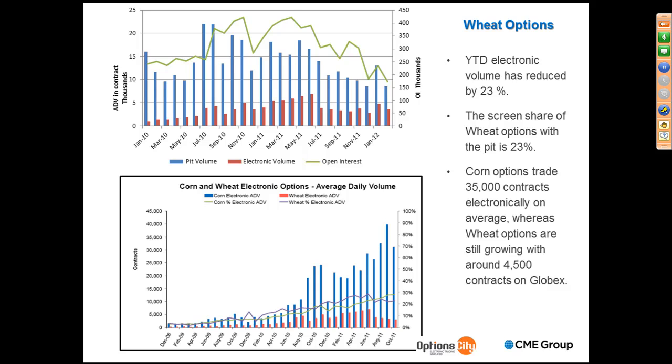Wheat options trade much less compared to corn and soybean, but it's one of our liquid options, and the number of contracts that trade is around 4,500 to 5,000 on Globex.